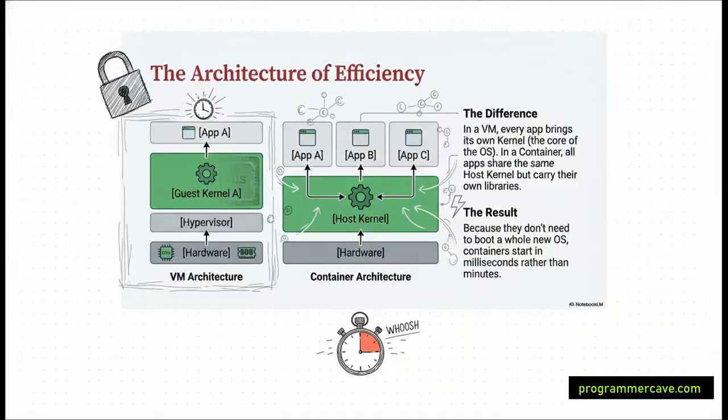This diagram makes the architecture crystal clear. Look at the left side. Each VM has its own separate guest OS and kernel. Now look at the right. All of those containers are sharing the same host kernel. That is the secret sauce. That's why containers are so much more efficient. They don't have all the overhead of a full OS, which allows them to start up in milliseconds instead of minutes. It's a game changer.